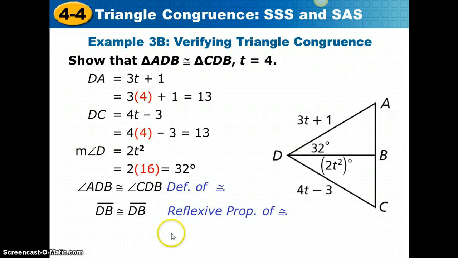This is what we should get. Again, if you need to go back and pause, or pause now to copy this down, that's fine. Here's what we have. DA is 13 when you plug in 4. DC is 13 when you plug in 4, so they are congruent. The measure of angle BDC is 2 times 16, which is also 32 degrees. So these angles are congruent by definition of congruent angles. DB is congruent by reflexive property, and DA and DC are congruent by definition of congruent. So the triangles are congruent by side, angle, side.